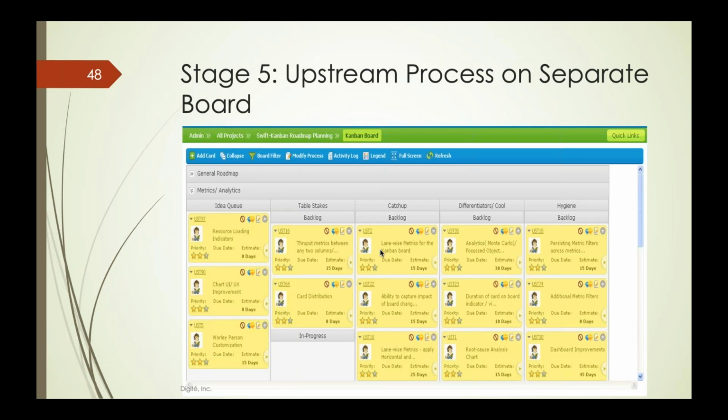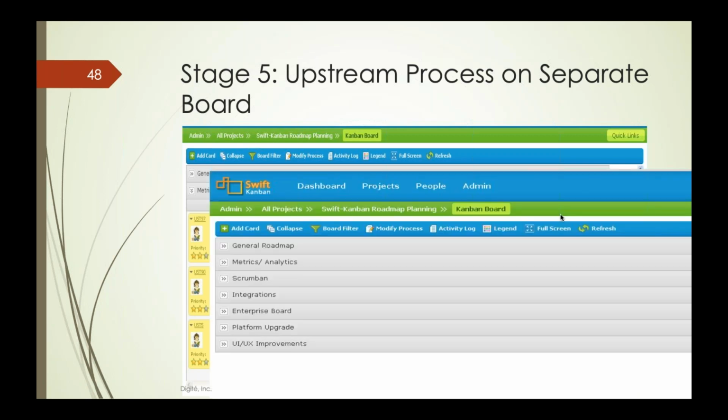At one time, we probably had too elaborate a board, where we tried to define all of the different types of things that we're working, from general ideas to things that are table stakes, catch up with competition, differentiators, hygiene factors, etc. So you can see that we went through a fair bit of upstream analysis of our own work and tried to model our Kanban board based on that. Today we have a board that looks fairly different. I don't have a screenshot of that here, unfortunately.